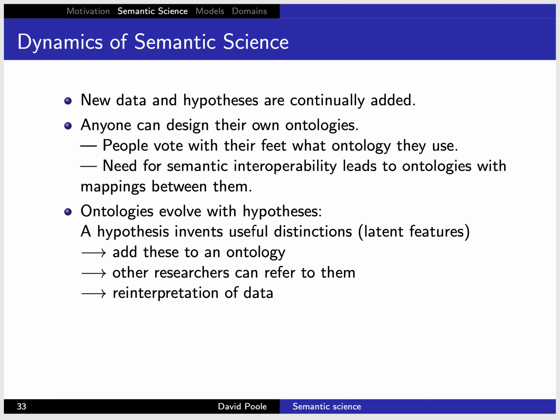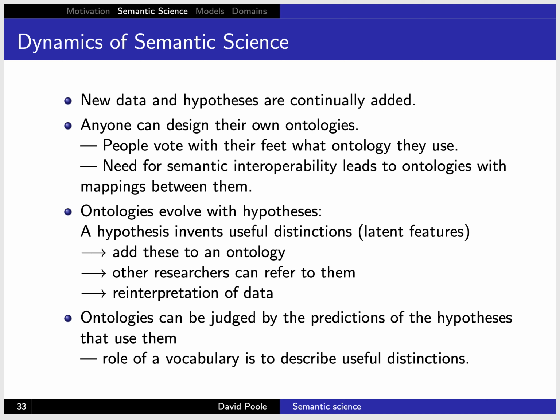We just hypothesize that they're there, and when we find them, we can explain why we get this particular view in a microscope. It is explained by the fact that there is a virus there. So that's how language evolves and ontologies evolve. And now ontologies are judged by the predictions of the hypotheses that use them. So the role of vocabulary is to provide useful distinctions.